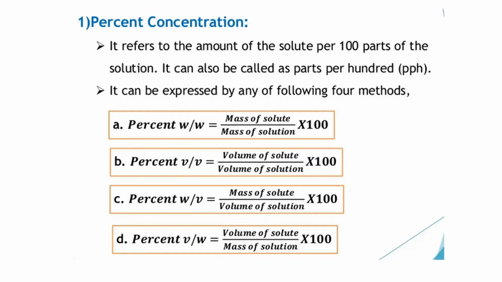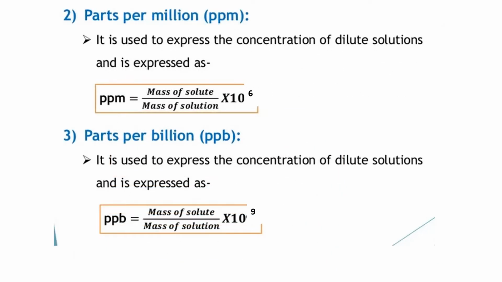Percent concentration, as I was saying earlier, is parts per hundred. This can be expressed in terms of mass of solute per mass of solution, or volume of solute per volume of solution times 100, or a combination: mass of solute per volume of solution times 100, or volume of solute per mass of solution times 100. For ppm, it has to be multiplied by 10 to the 6, and for ppb, by 10 to the 9th.